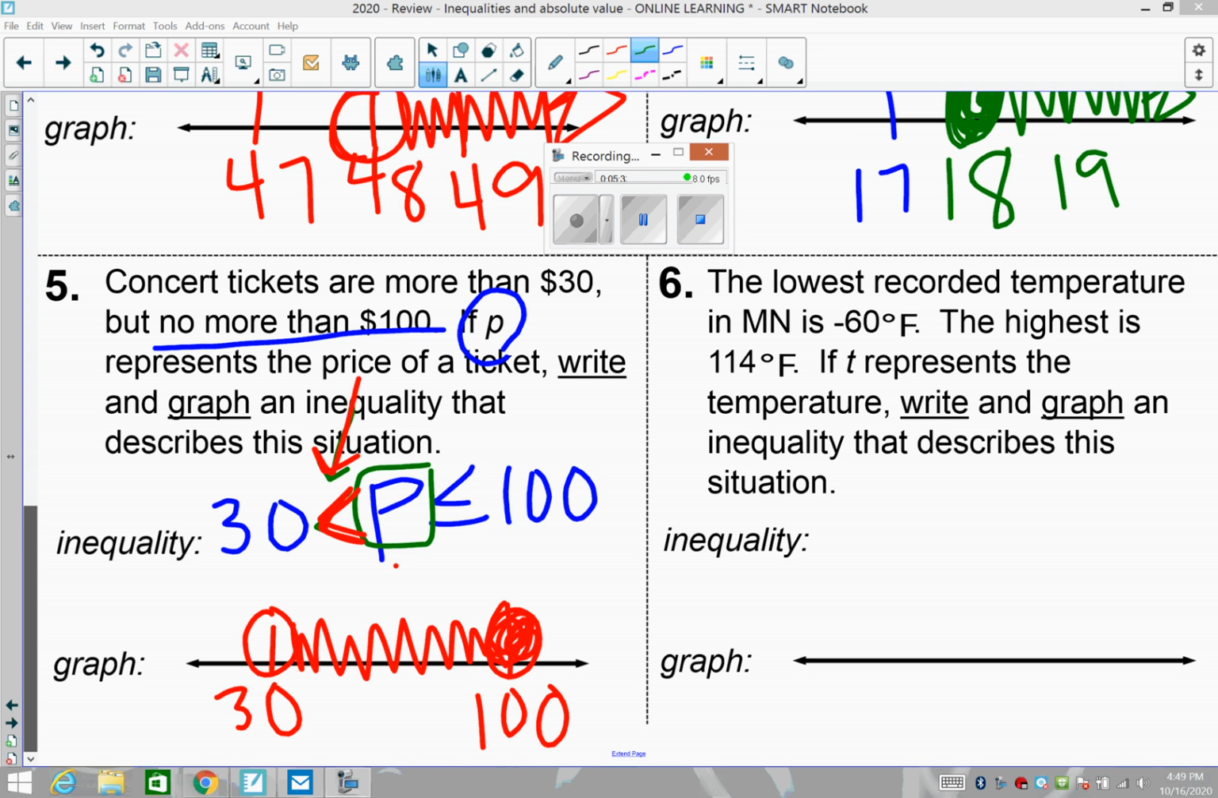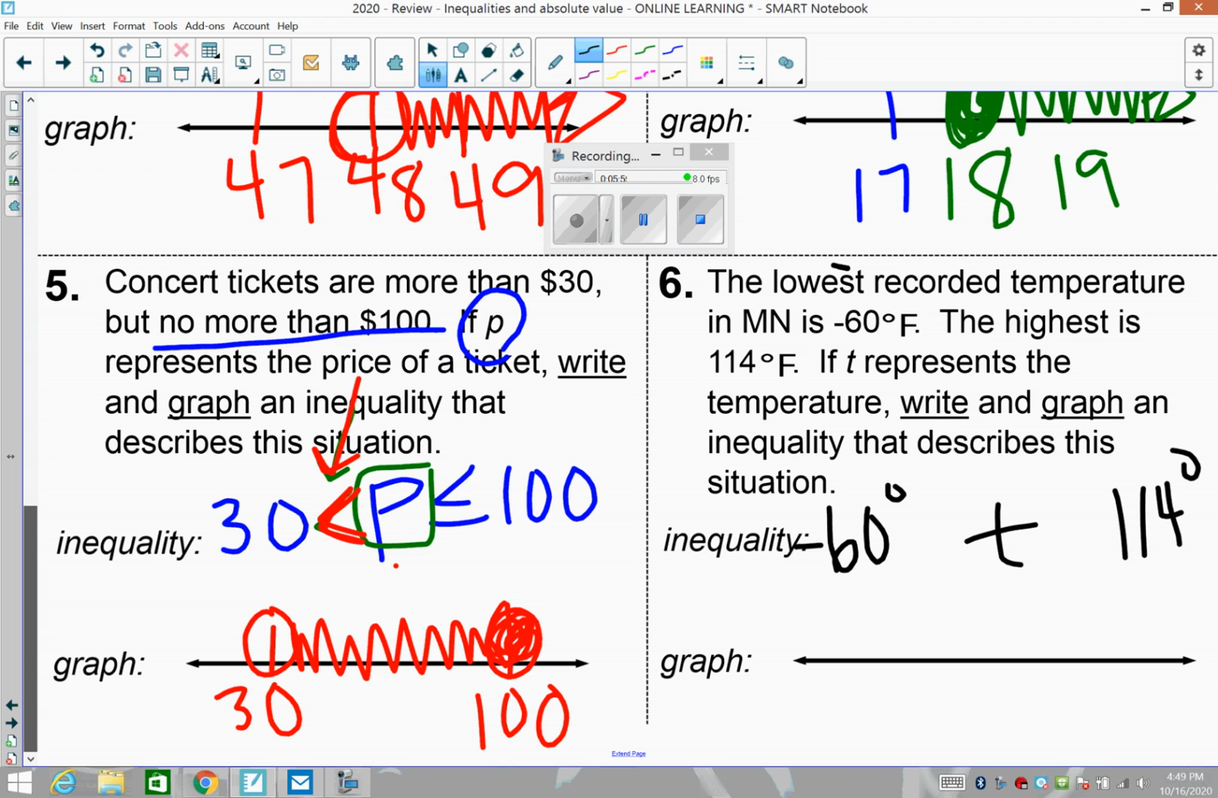All right. Question 6. The lowest recorded temperature in Minnesota is negative 60 degrees Fahrenheit. The highest temperature is 114 degrees Fahrenheit. If T represents the temperature, write and graph the inequality. So the temperature lives somewhere between negative 60 degrees and 114 degrees.